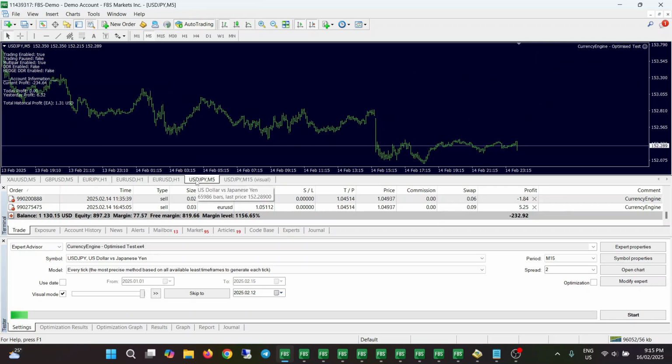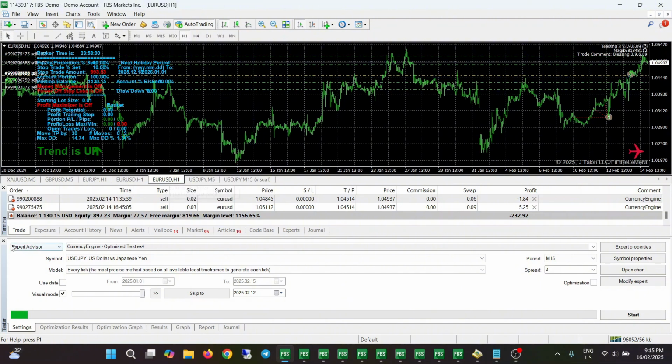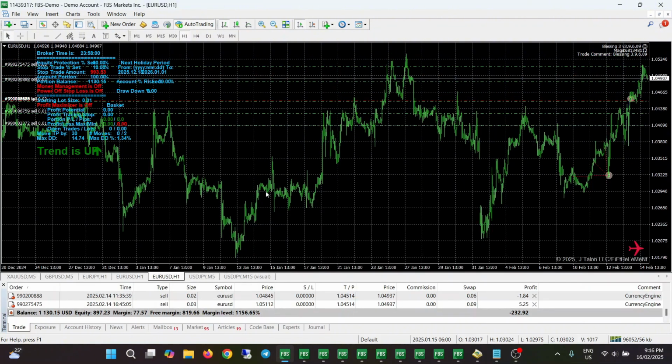Rightio. So now Currency Engine is out of the way. Let's have a quick look at all of the other robots that I've been trading this week, and I've got quite a lot to share. I'll try and make this quick, but I think it's going to be a little bit of a longer video than all the others.